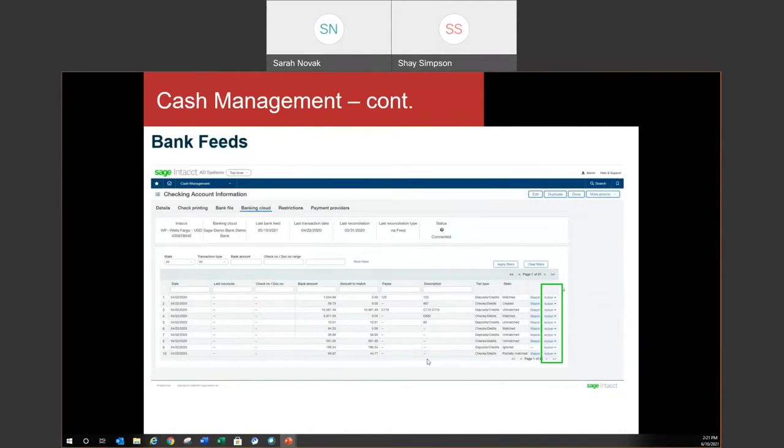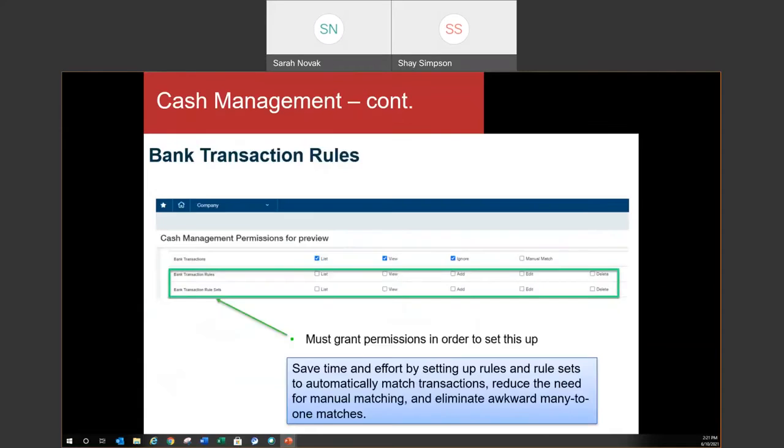But what is that going to look like? When they click on the bank transactions, they are now going to be able to start matching. So within Sage Intacct, they can match those bank transactions to our transactions within Intacct. Again, we must grant the permissions in order to set this up, so we have to make sure that for our cash management we have set that up.